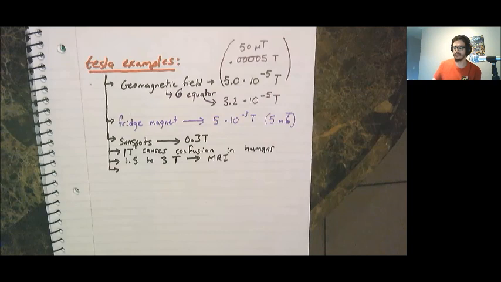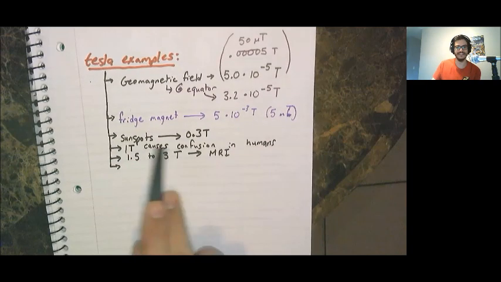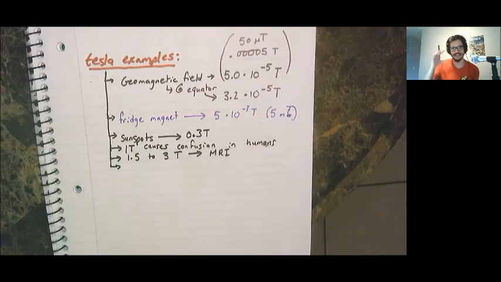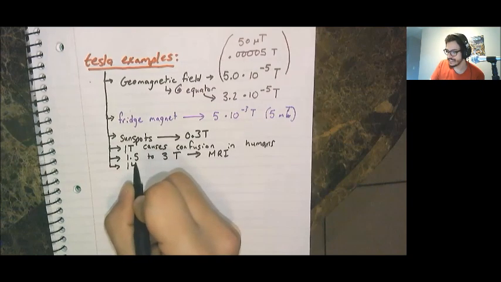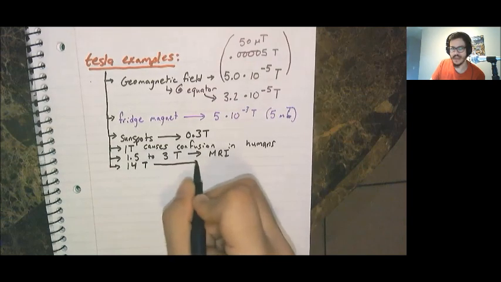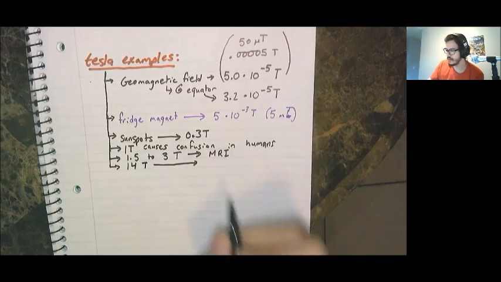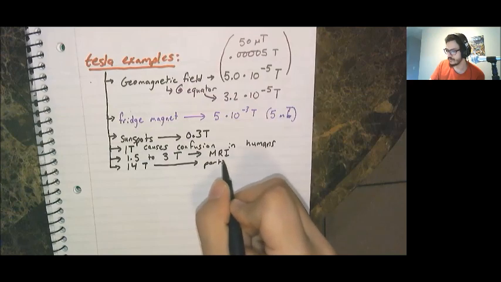That probably has to do with this right here. That one Tesla can kind of disorient and confuse you. Well, newer MRI machines actually have greater field strength. So a brand new, fresh off the line MRI machine right now might be a 10 Tesla MRI. 14 Tesla is the magnets that shoot electrons in particle accelerators like Fermilab.